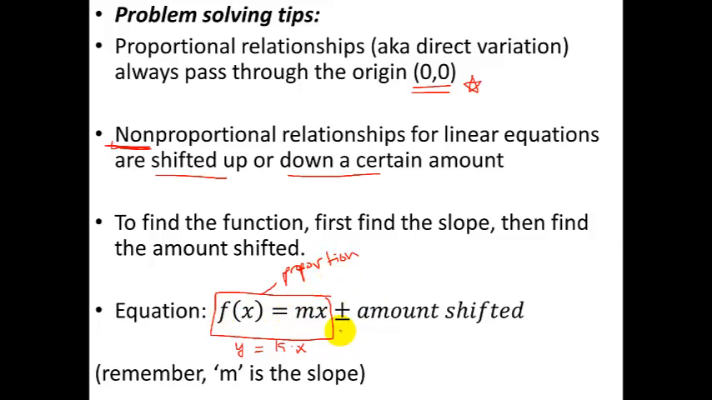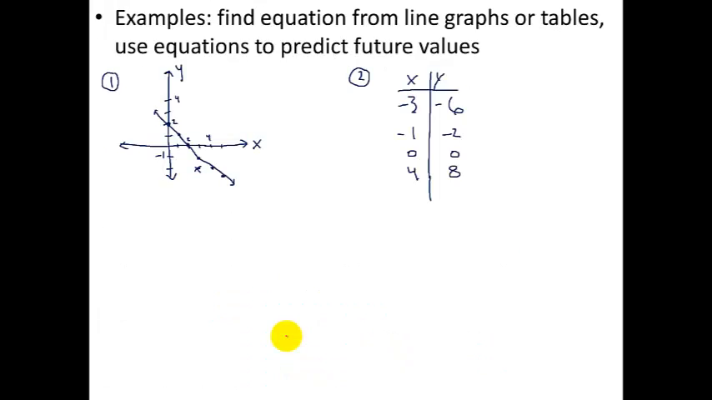So if you add in the amount shifted, this is the part that makes it non-proportional. So if you don't have any shift up or down, you're looking just at y equals kx for direct variation, or f of x equals mx, which is a proportional relationship. If you add or subtract any number from that, then you're no longer proportional. So m is the slope, k is the constant of variation, but they have the same meaning, really, in these kind of problems.